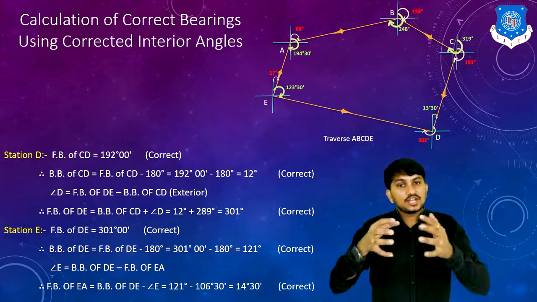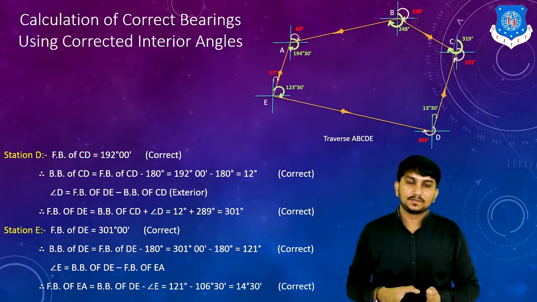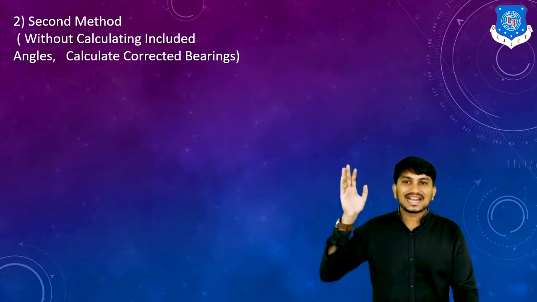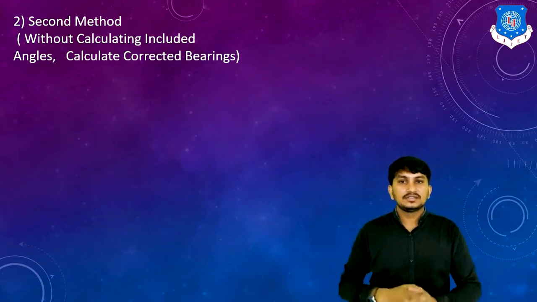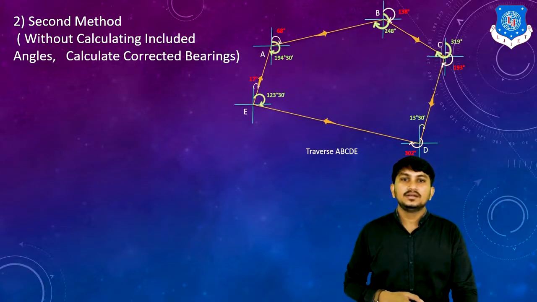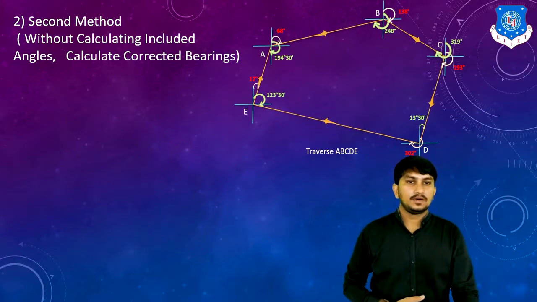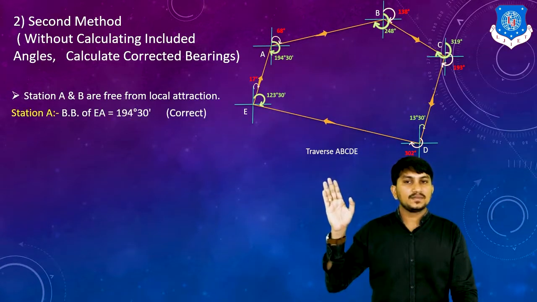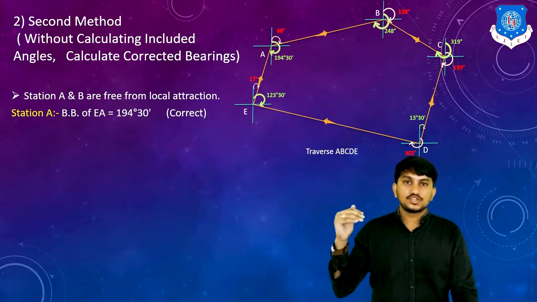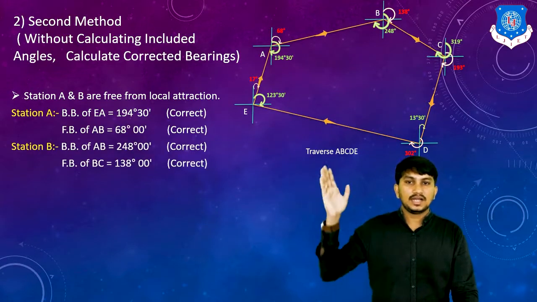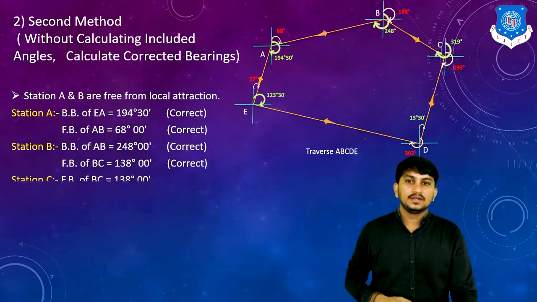So this is how we can check our bearings. Now we will use our second method, in which there is no need of calculation of interior angles. We have the data of this traverse. Station A and B are free from local attraction, so the readings taken from station A and B are corrected. So these values are already corrected.